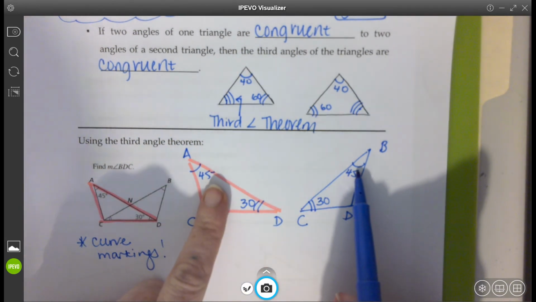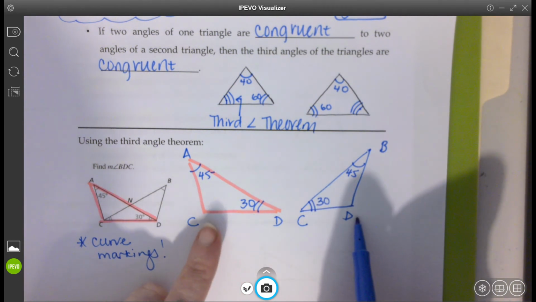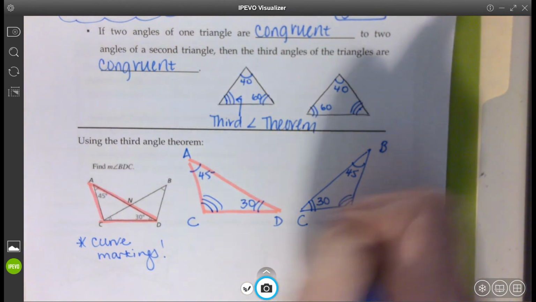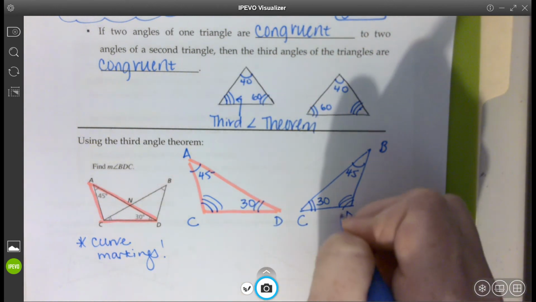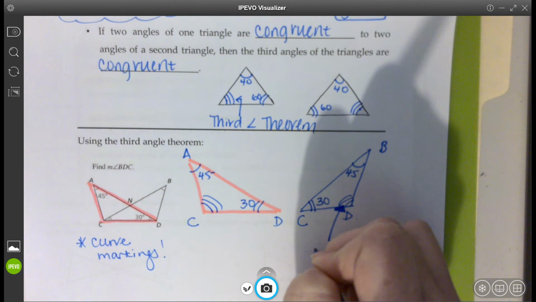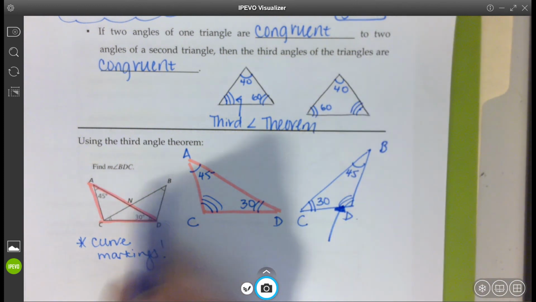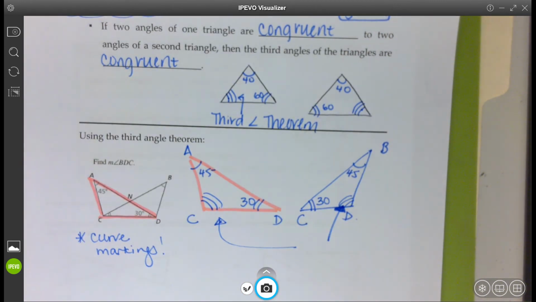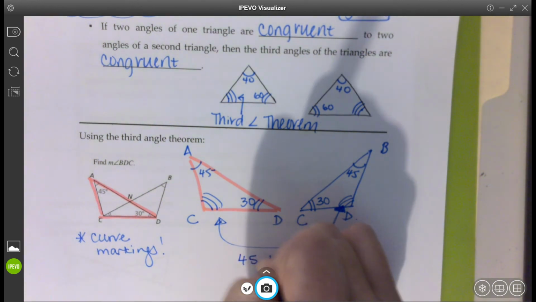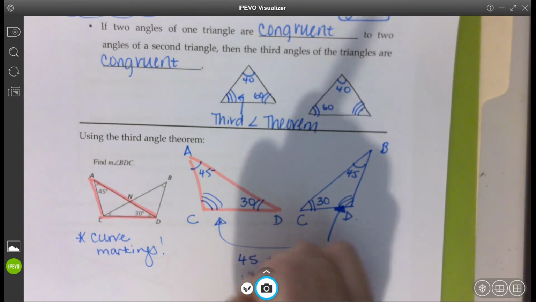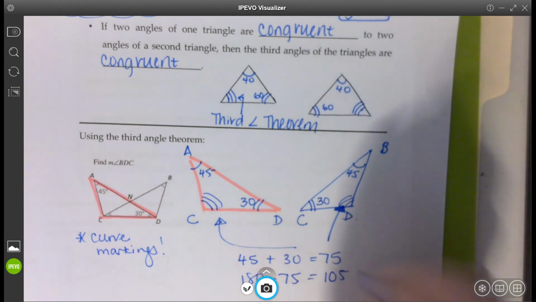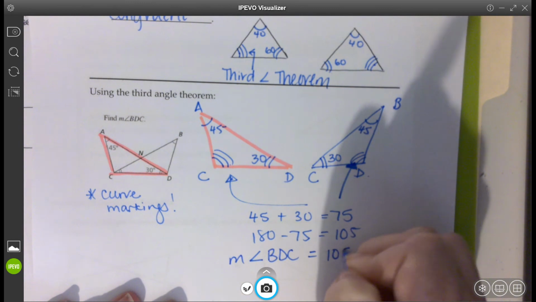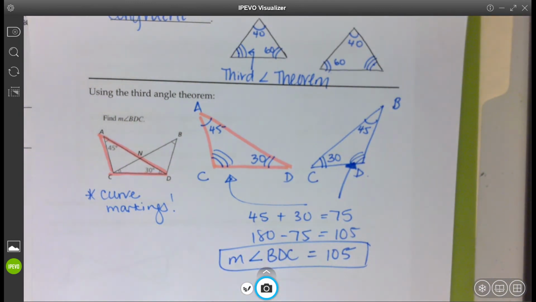So since I know that these two angles are 45 and these two angles are 30, these two angles have to be the same. So I can say 1, 2, 3, 1, 2, 3, that this angle, because that's the angle we're looking for, is going to be congruent to this angle. So how are we going to figure that out? Well, we're going to add our angles up and subtract from 180. And when we do, we have 45 plus 30 equals 75. 180 minus 75 equals 105. So I can say the measure of angle BDC equals 105. So that was using the third angle theorem to help us.